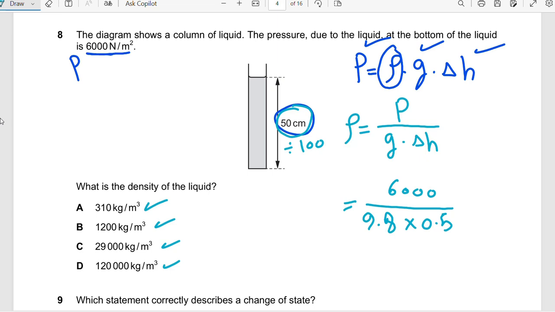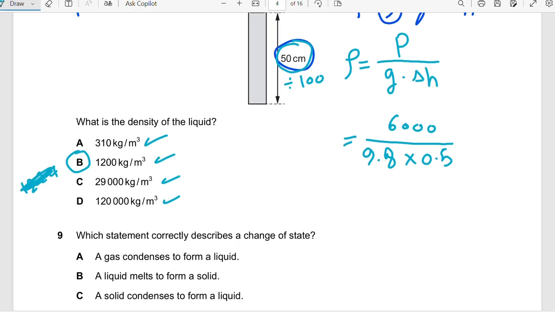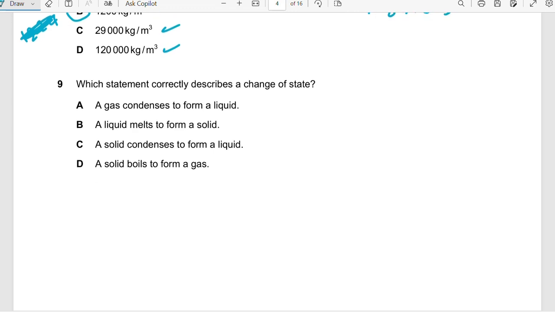So the answer here is going to be 1200 kilogram per meter cubed. It actually gave me 1224 something, but since we want two significant figures, it is 1200. I hope it's clear. And I hope all of you know how to change between the units: milli, centi, micro, nano, pico, kilo, mega, giga, all these things.